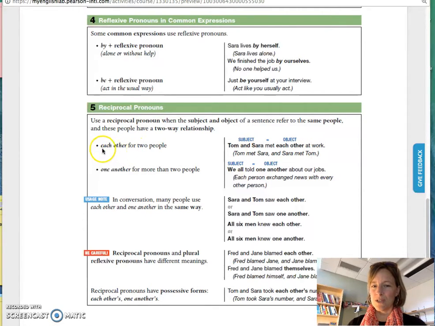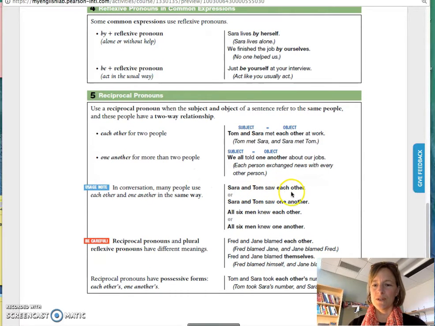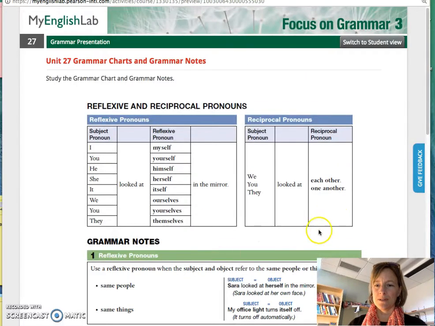So notice that you could say each other for two people or one another for more than two people. Sometimes we use it for two people too. It just means that there's more than one. We often use each other, one another in conversation. In this unit, you should become very comfortable with using this reciprocal pronoun of each other. If we go back to the top, they're right here. So there's just two, each other and one another. Okay, I hope that's clear.